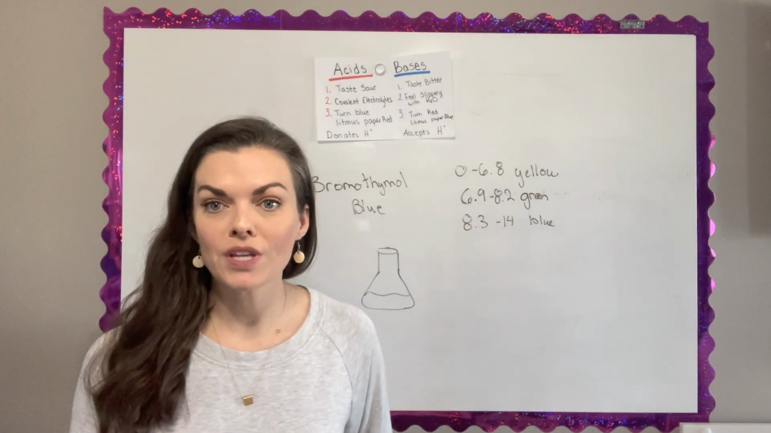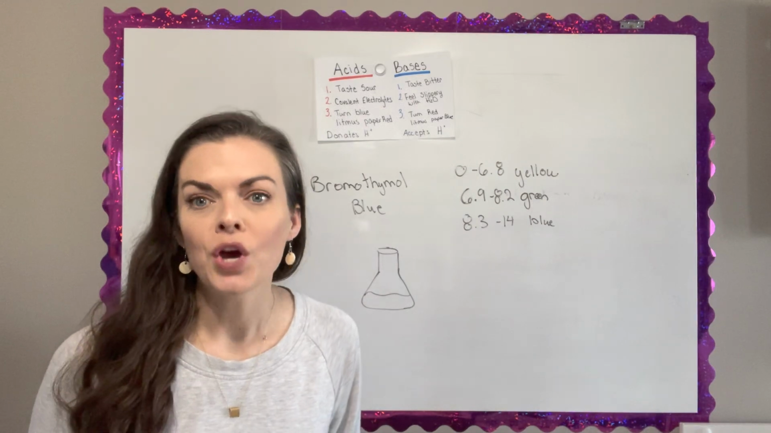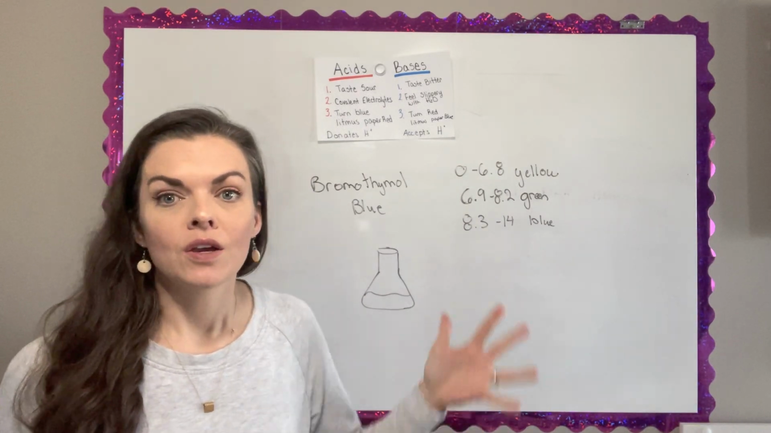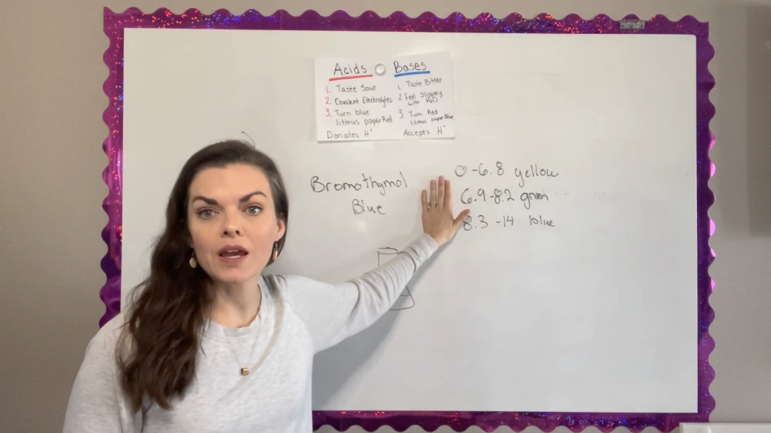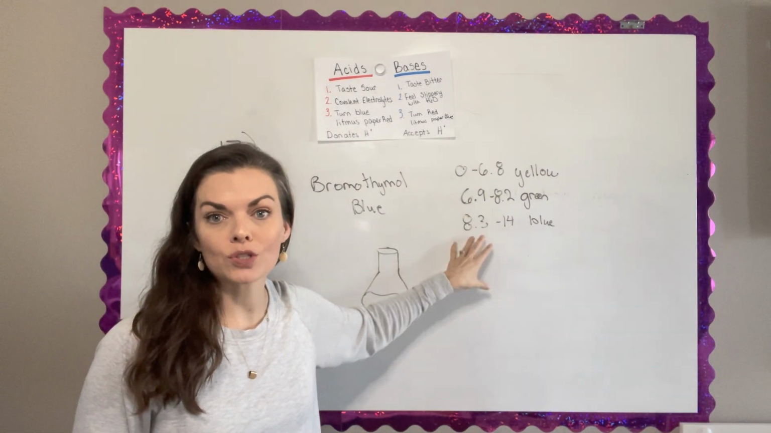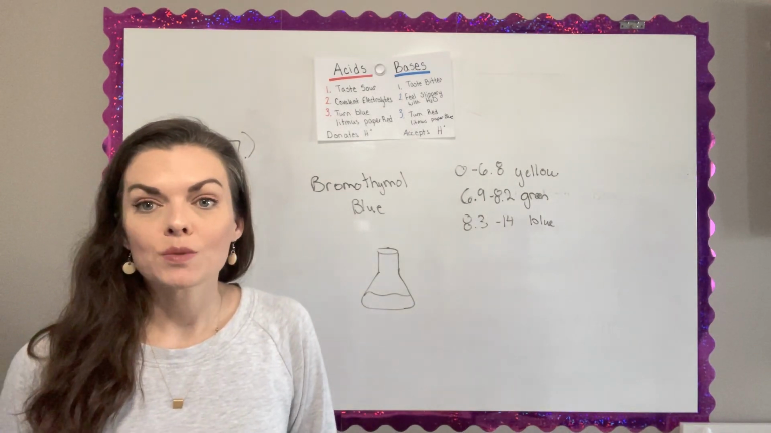So question number 17 tells me we're using an indicator called bromothymol blue. You probably didn't use this in class, but just in case you did, you will notice that from 0 to 6.8, it has a color of yellow. And if it is from 6.9 to 8.2, it is green. And then when it goes from 8.3 to 14, it is blue.